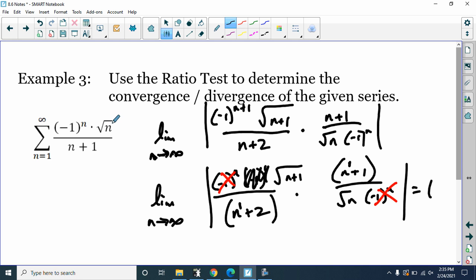Anytime you only have n to an exponent on the top and the bottom, the ratio test, that's when it's going to be spitting out 1 like that. The ratio test is inconclusive. It told us to use the ratio test, so that's all we would necessarily need to state. Hopefully we recognize that we could use the limit comparison test.